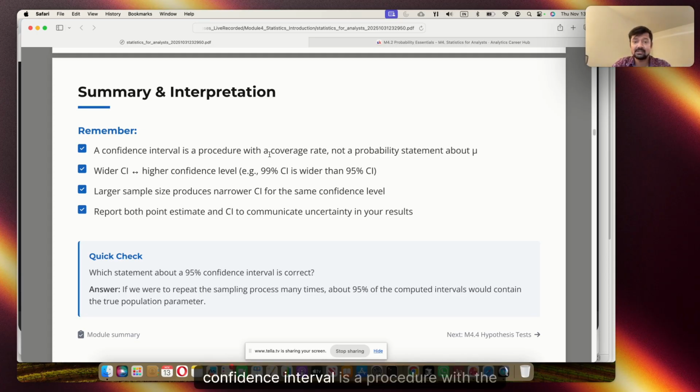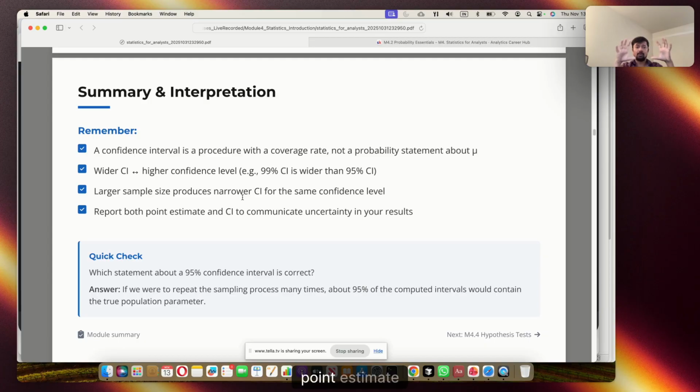Remember, a confidence interval is a procedure with a coverage rate, not a probability statement. The wider the confidence interval, the higher the confidence level. A larger sample size produces a narrower confidence interval. If you get a larger sample size, you will definitely get a narrower interval. But if you use a smaller sample size, your confidence interval will be very wide, and you will have a very high chance of error also.